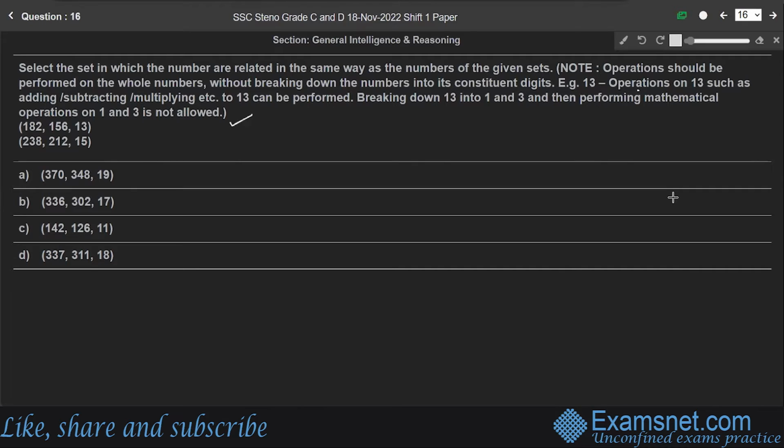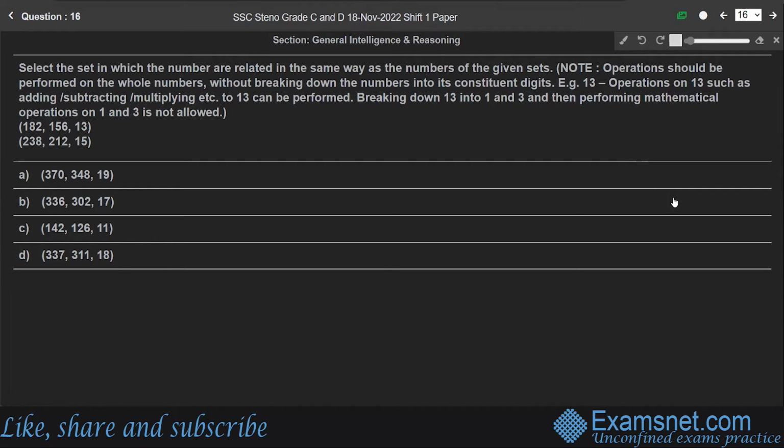Question number 16. Select the set in which the numbers are related in the same way as the numbers of the given sets. Here is a note that operations should be performed on the whole numbers, right? For example, 39. Operations like addition, subtraction, multiplication, and division should be performed on the whole number 39, and we should not break down the number 39 into its constituent digits 3 and 9 separately, right? Then performing the mathematical operation is not allowed.